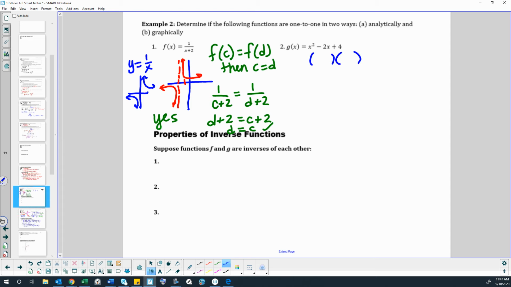Do you guys remember that you could factor this? What will those factors be? Actually, does it factor?